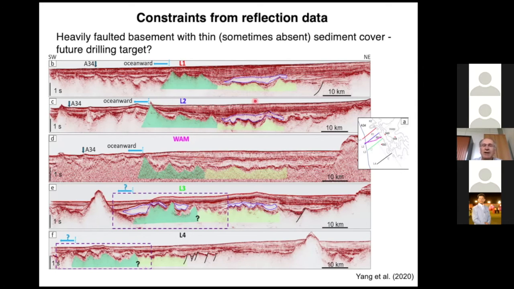So you see the basement isn't always flat, but the sediments are always quite thin. These are time sections, here's the vertical scale. So the sediments aren't more than about 1 second thick, or one kilometer thick. And that's good for electromagnetics. Conductive layers attenuate the signal quite strongly, so if you have thick oceanic sediments, controlled source electromagnetics is going to struggle, but we've got rather little here.